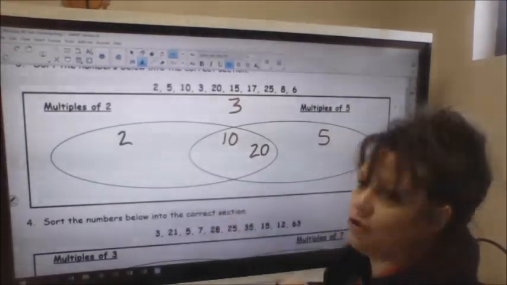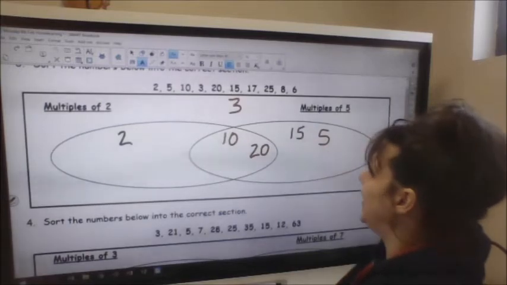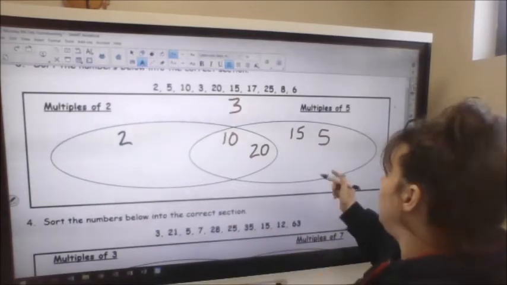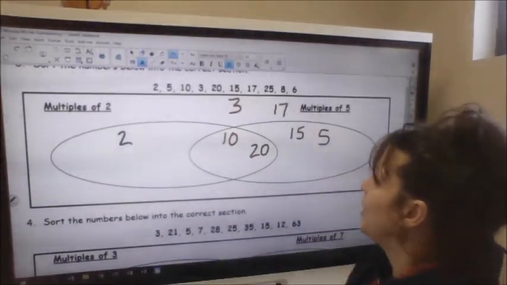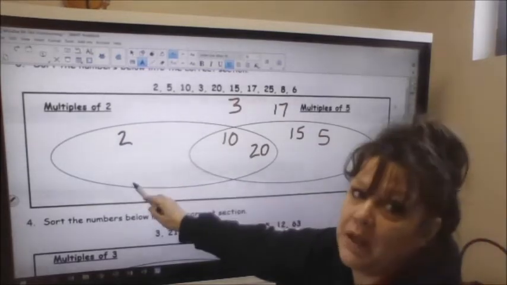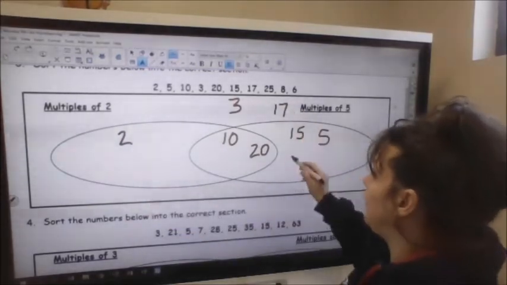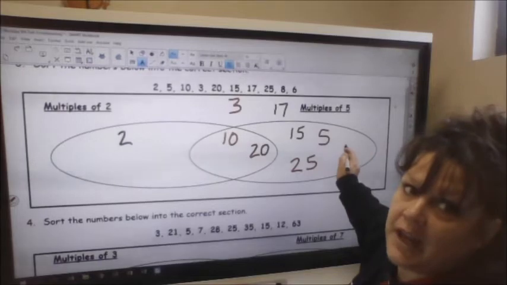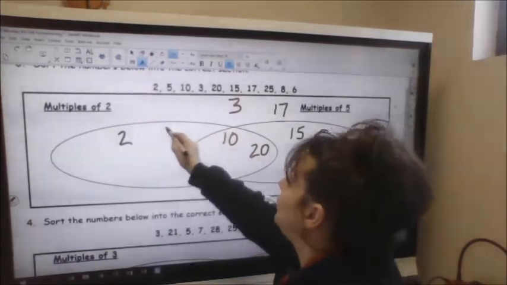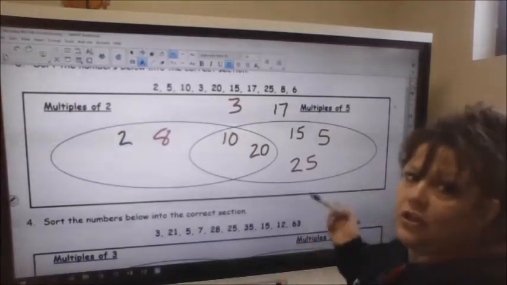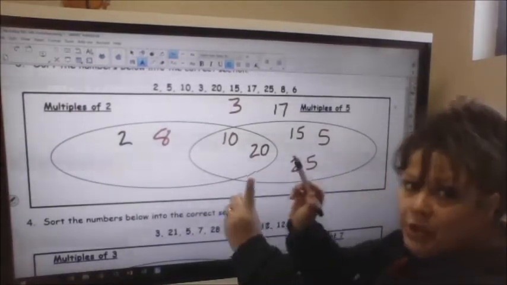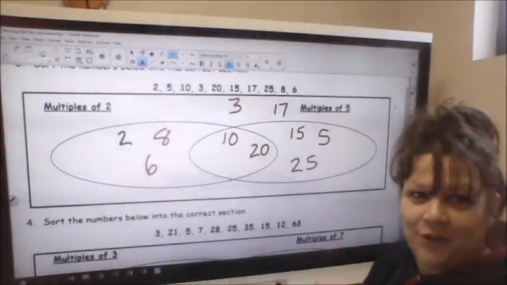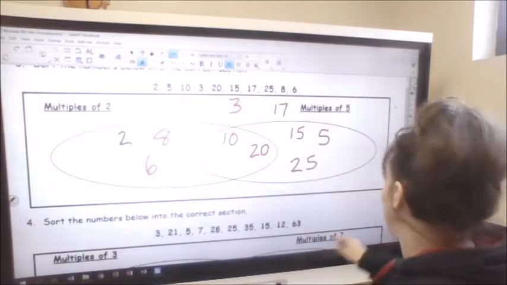15 doesn't appear in the 2 times table because it's odd, so it goes over here. 17 doesn't go over here, doesn't go over here, so it goes outside here. 25 doesn't appear in the 2 times table, but 5 times 5 is 25, so it appears here. 8 doesn't appear in the 5 times table, but it does appear in the 2 times table, so it goes over here. And 6 doesn't appear in the 5 times table, but it does. 2 times 3 is 6. So that's what you should have got on your diagram there. Fingers crossed you got that right.